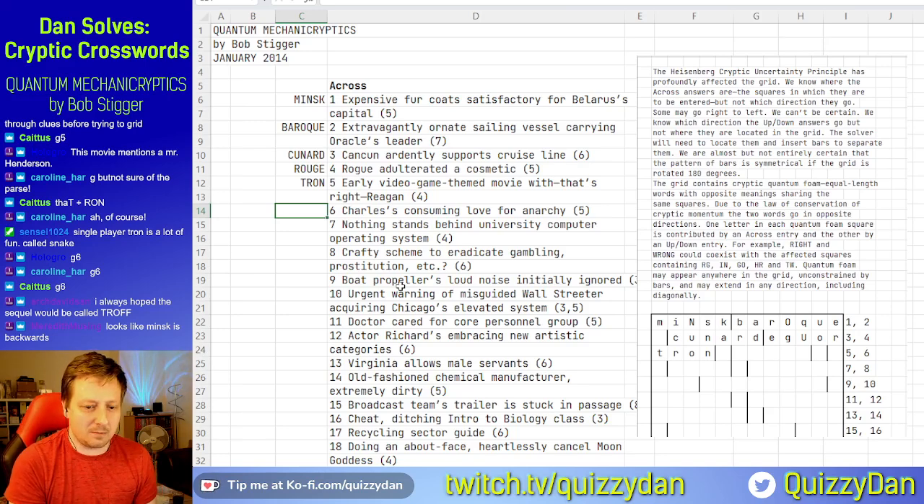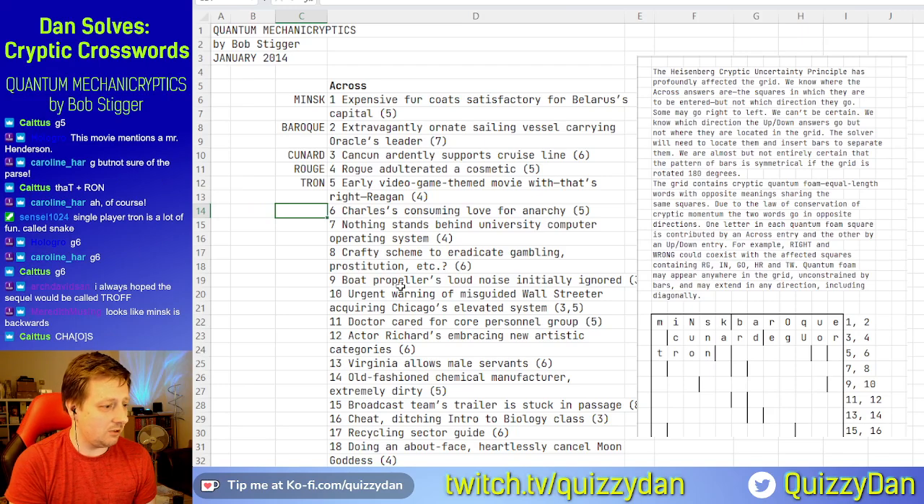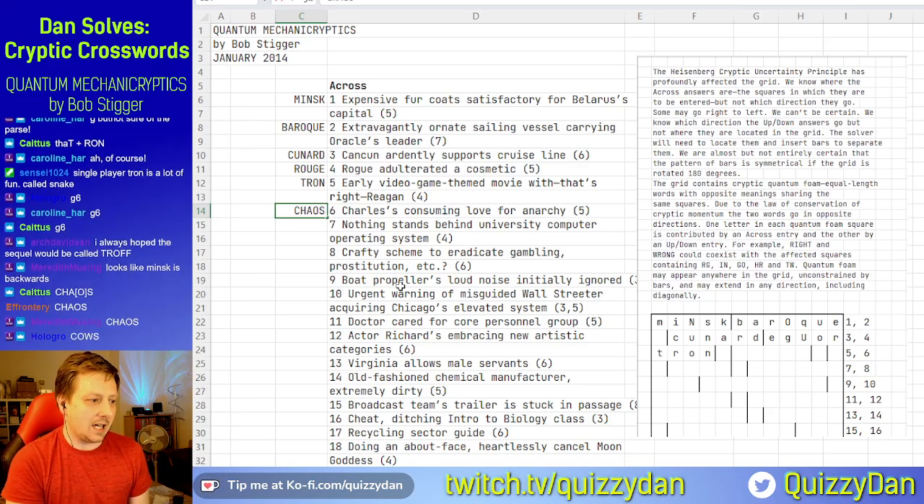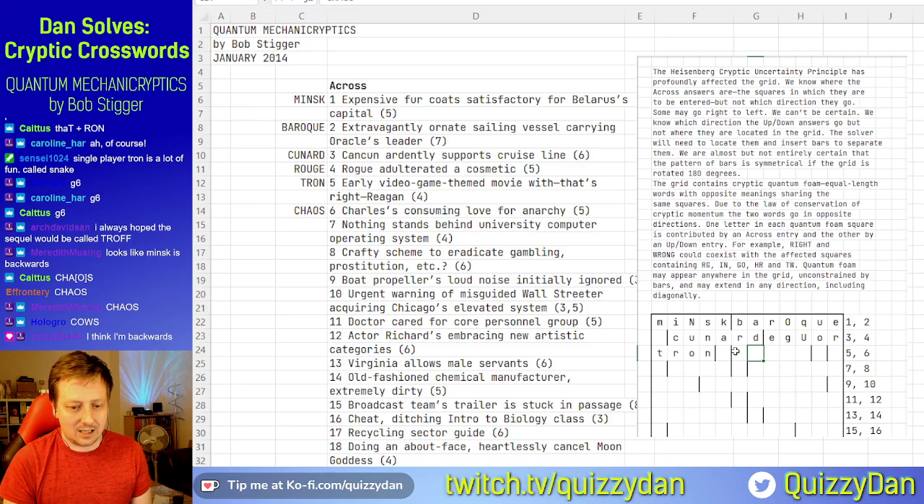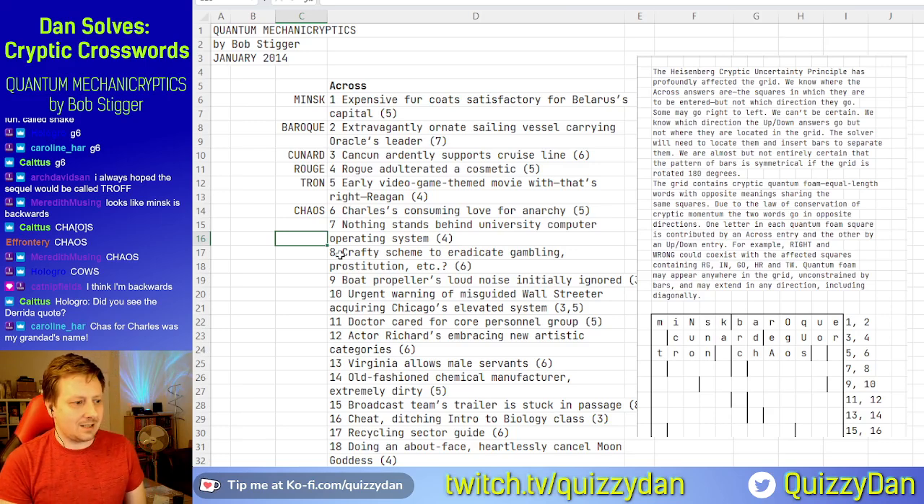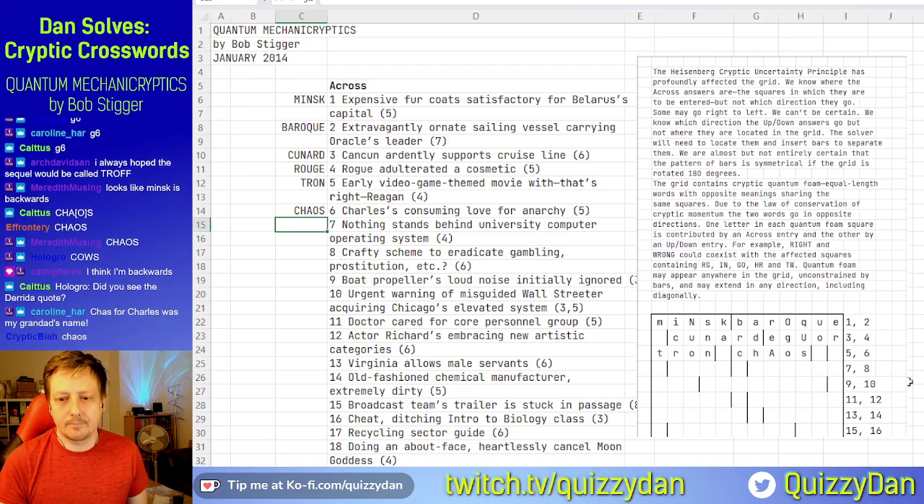You think Minsk is backwards, Meredith? We shall see. We shall see. I'm going to go for chaos here. I vote for chaos. And Chaz must be Charles. Hey there, Chaz. Charles. Consuming love, put O in it for anarchy. Chaos. But we know that A is going to go in, so that's fine. Nothing stands behind University Computer Operating System. Yeah, okay, fine. There you go. Didn't know that, Caroline.